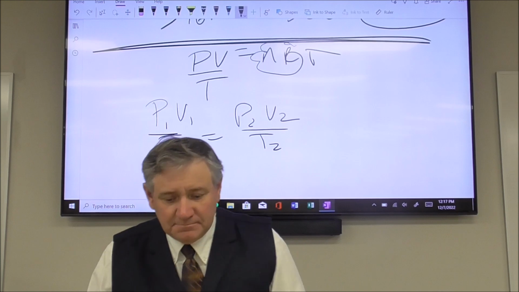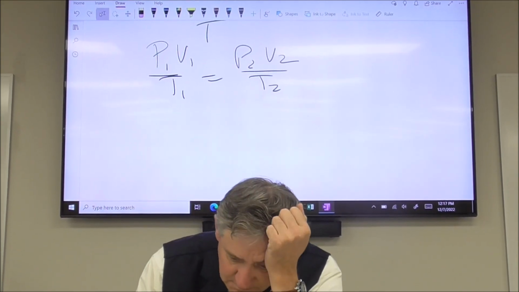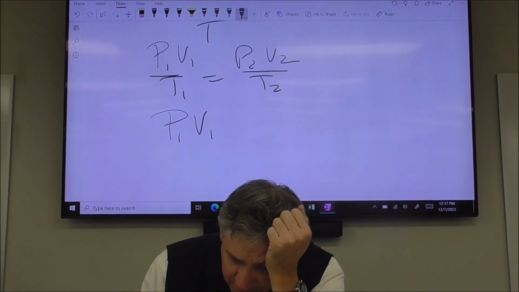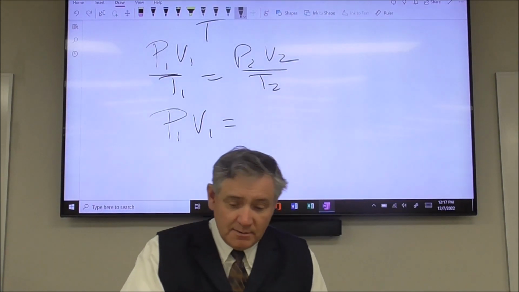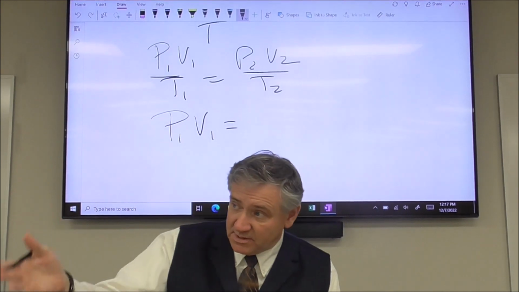So we've covered that up. Since the temperatures remain constant, this is why this works. You have pressure 1, volume 1. Okay, I don't care what it is, it's pressure 1, volume 1. Pressure is typically going to be in atmospheres or pascals. The volume is going to be in cubic meters.